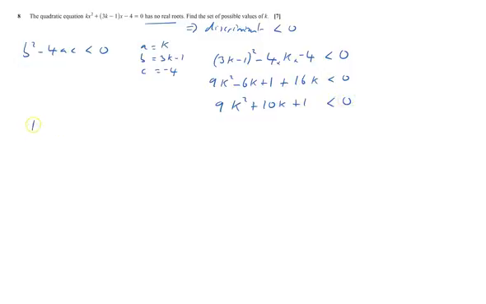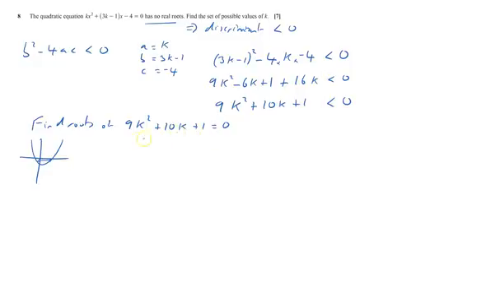What I'm going to do first, I always like finding the roots of when it equals 0, and then I'm going to draw the picture of it. It will be a U-shaped curve because it's positive. And I want when it's less than 0, so I'm going to have it when it's underneath the line.